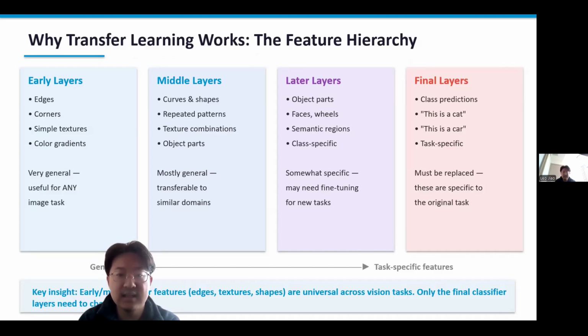The key insight is at the bottom of the slide. Early and middle layer features like edges and textures are universal across vision tasks. Only the final classifier layers need to change. That is why transfer learning works.